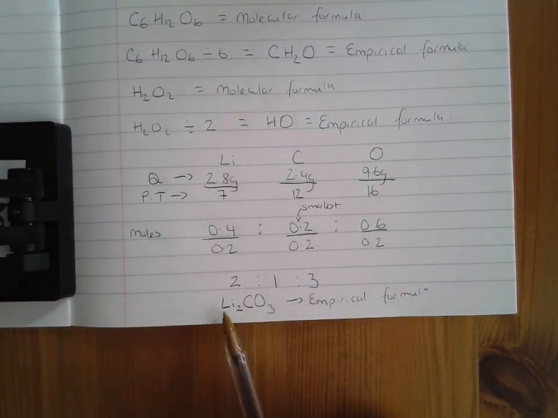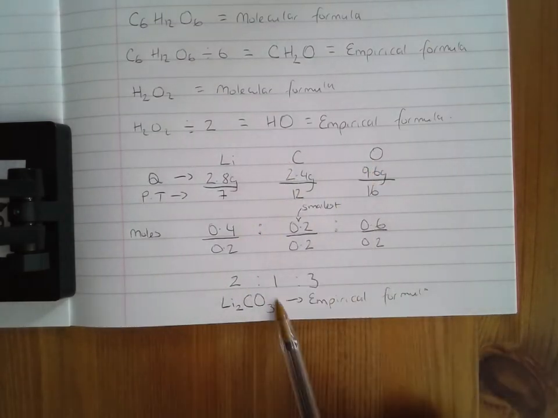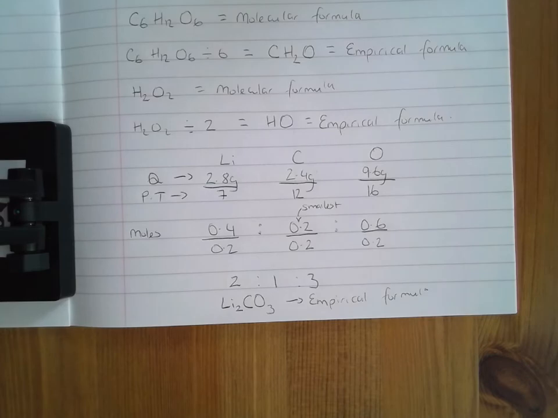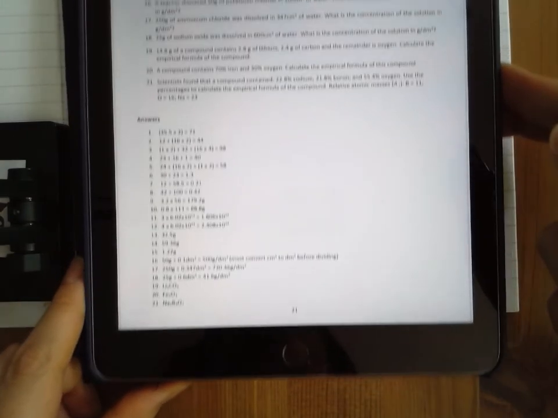Lithium, you've got 2 of them, so it's Li2. Carbon, there's 1, so it's just C. Oxygen, there's 3, so it is O3. I've done, that is question 19. Have a go at 20 and 21 yourself.